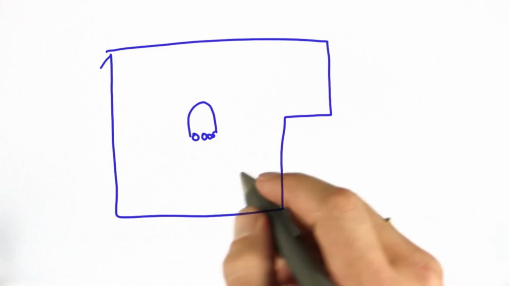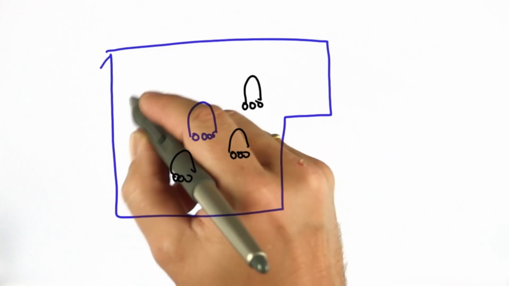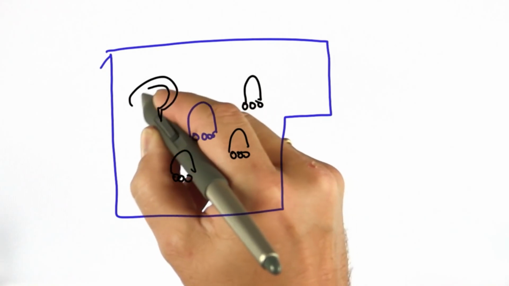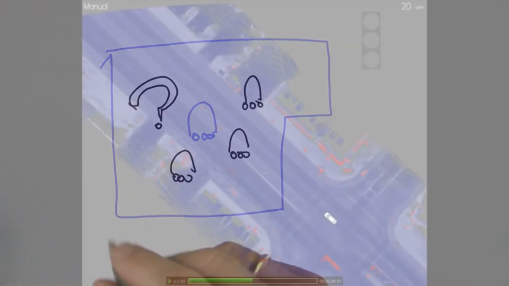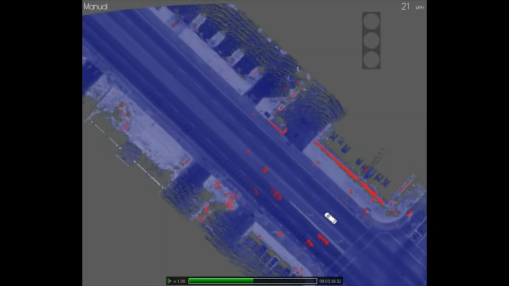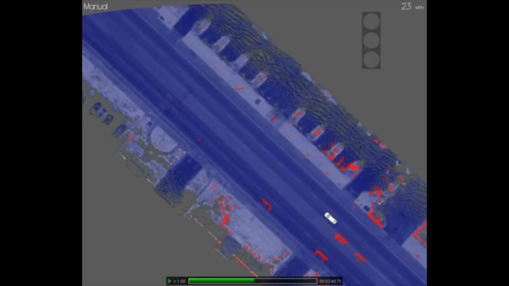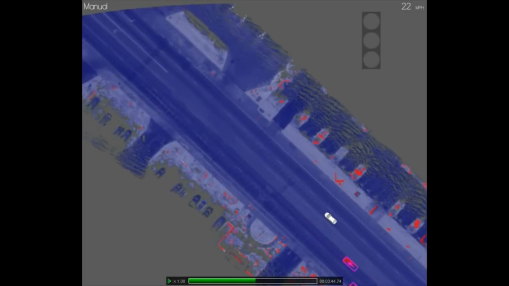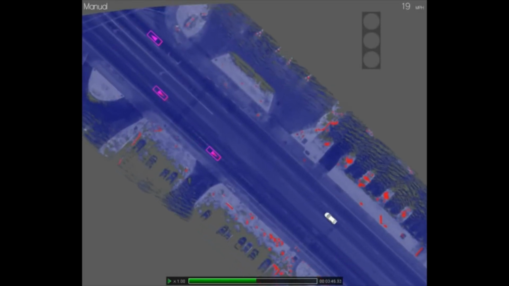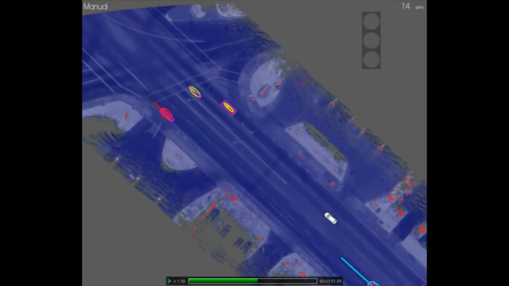So in our last class we talked about localization. We had a robot that lived in an environment and that could use its sensors to determine where in the environment it is. So here you can see the Google self-driving car using a road map localizing itself. But in addition, what's shown here in red are measurements of other vehicles. The car uses lasers and radars to track other vehicles.